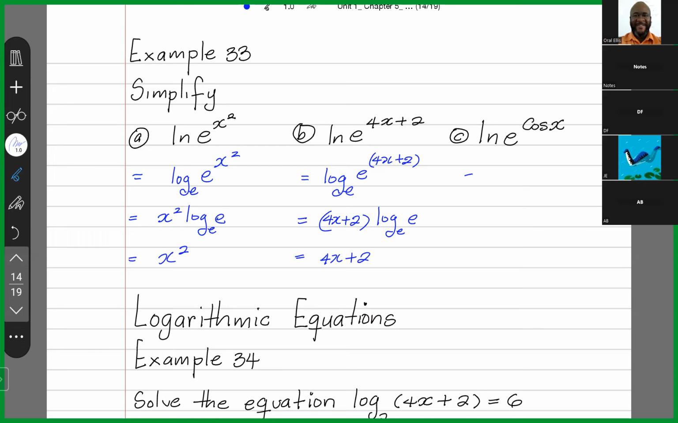So at C, this is the same as saying cos x times ln e. Now ln e is the same as saying log to the base e of e, and log to the base e of e is 1. So this is cos x times 1. When you multiply anything by 1, it remains the same. So the answer is the cosine of x.